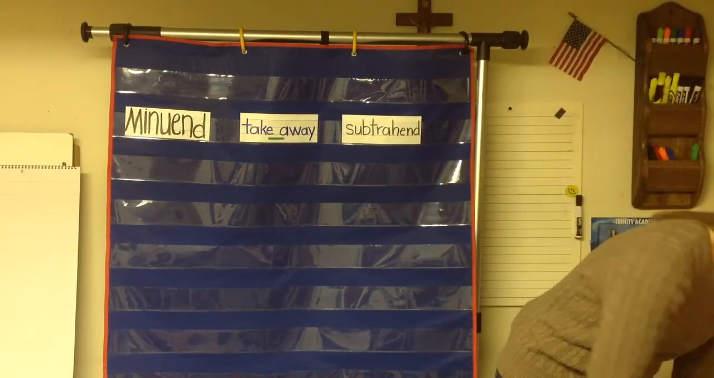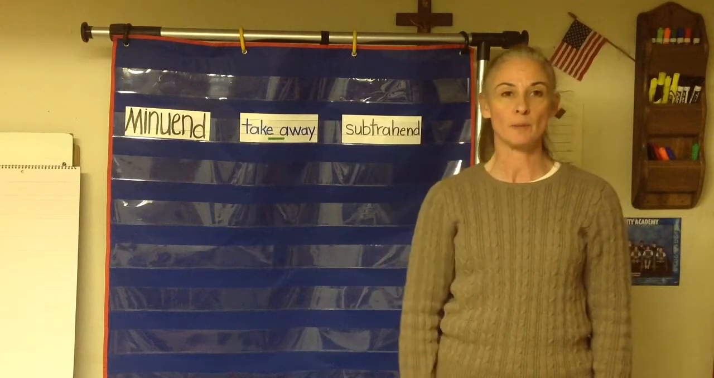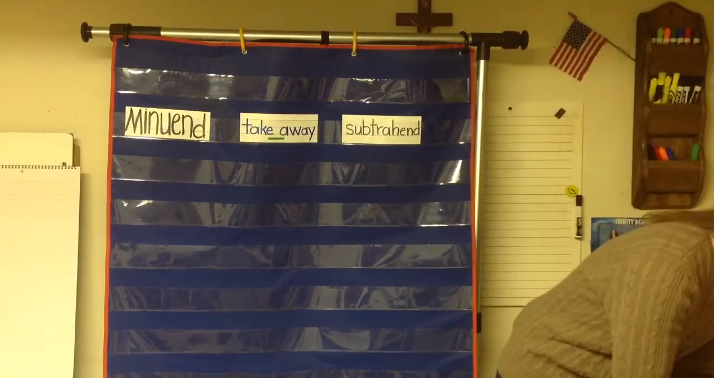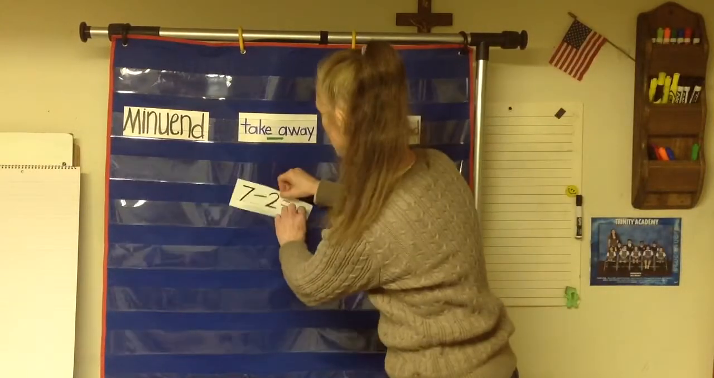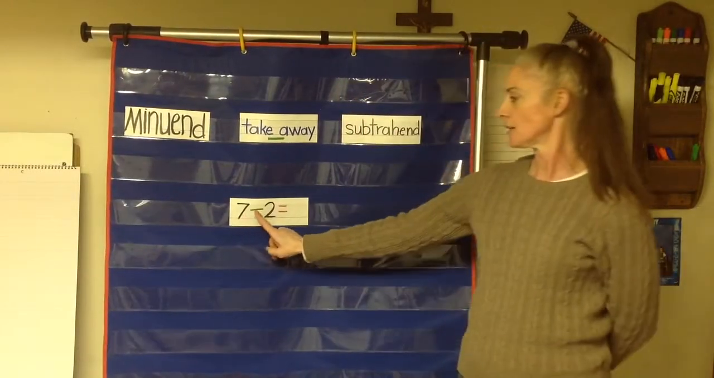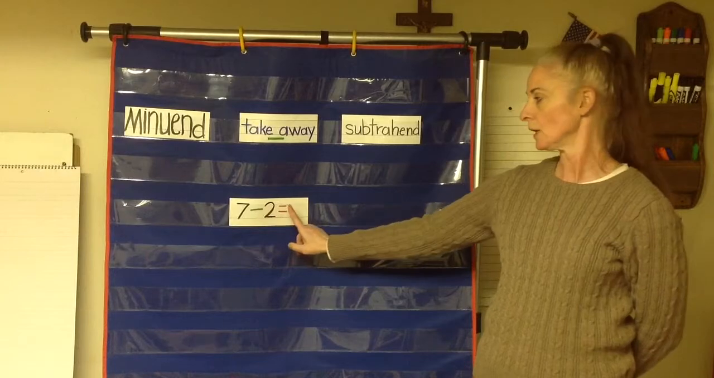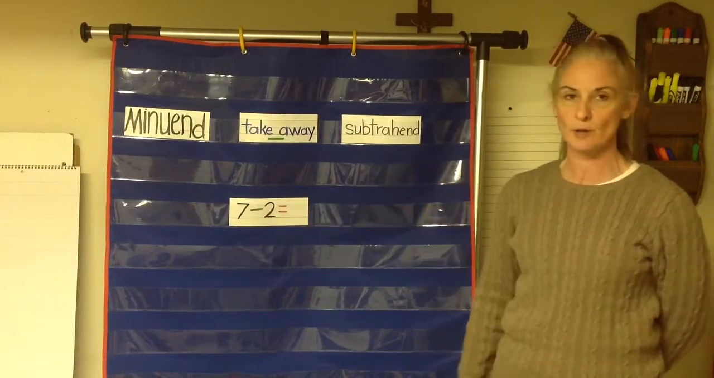Okay, now we're going to practice taking away 2 from a given set. So our first number sentence will be, okay, ready to write it? 7 take away 2 equals. Write that out on your strip.